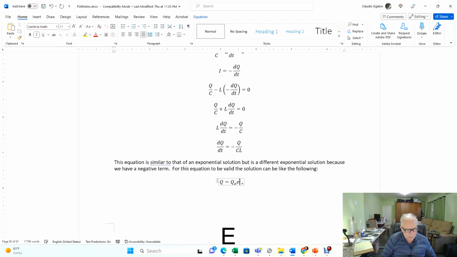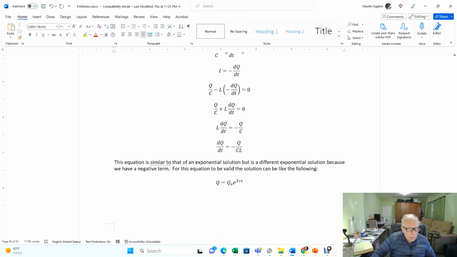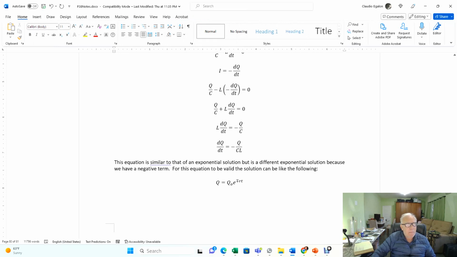Okay, it's going to be an exponential e^(RT). And then we have a plus and minus sign right in here. The question is, what is this R value? Okay, that's the question.